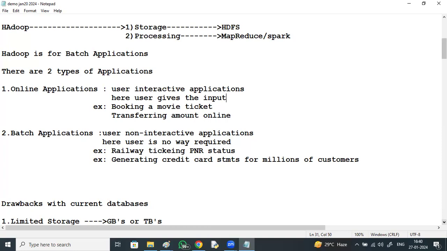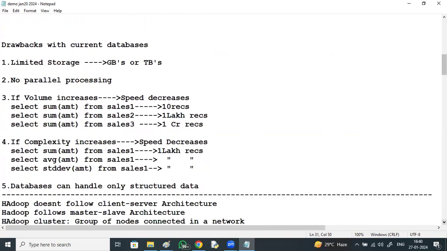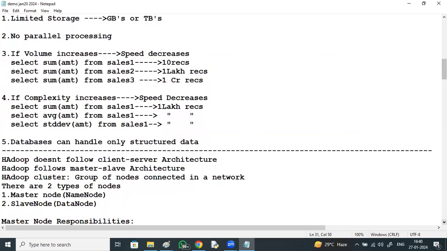Okay, why Hadoop? Drawbacks with the current databases: limited storage in most of the databases, and no parallel processing. If volume increases, speed decreases. If complexity increases, speed decreases. And the major drawback is that databases can handle only structured data. They cannot handle unstructured or semi-structured kind of data, right?